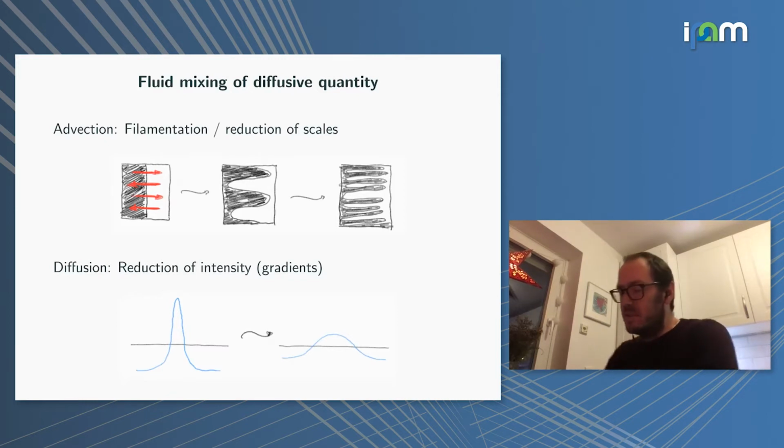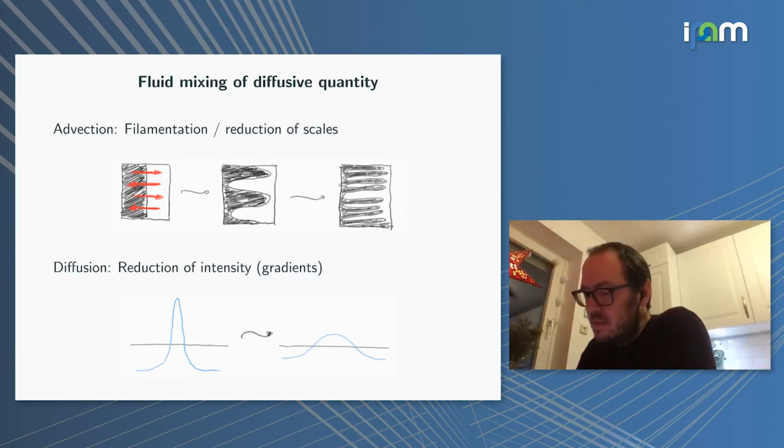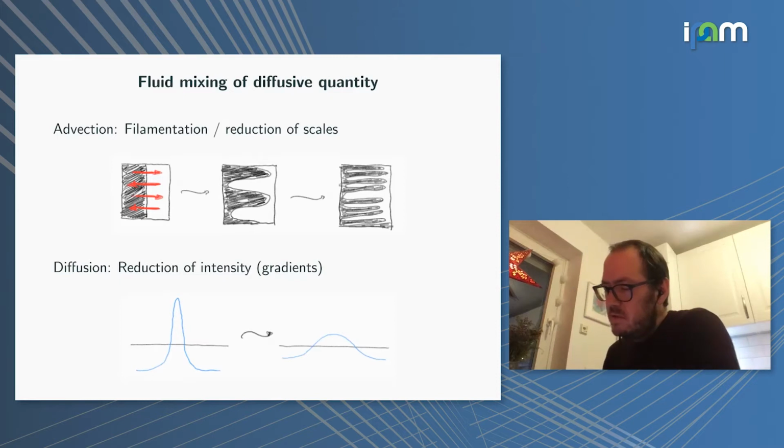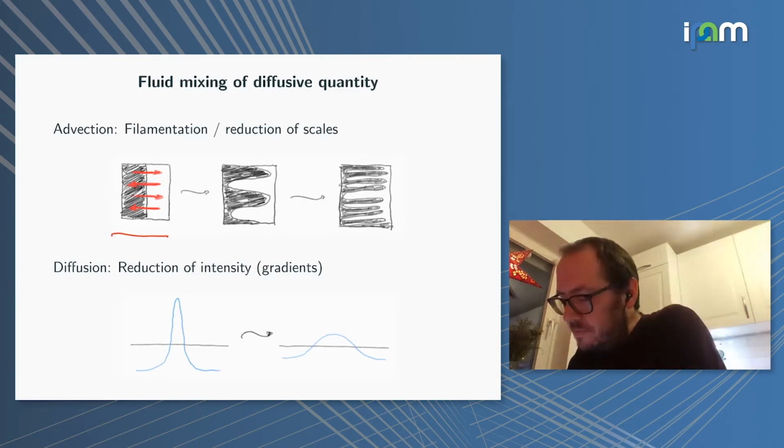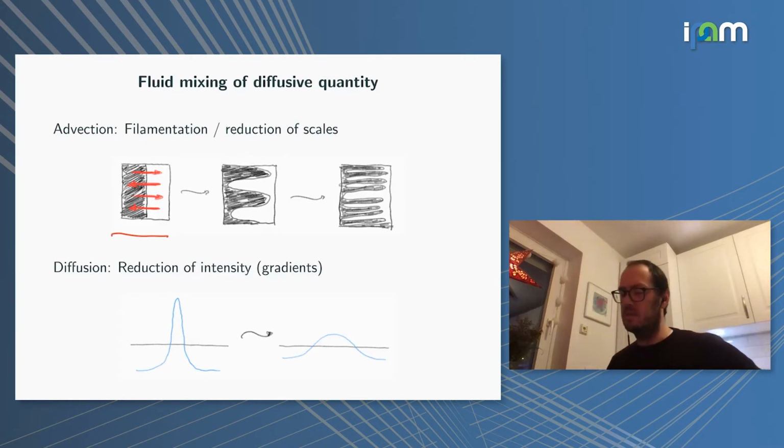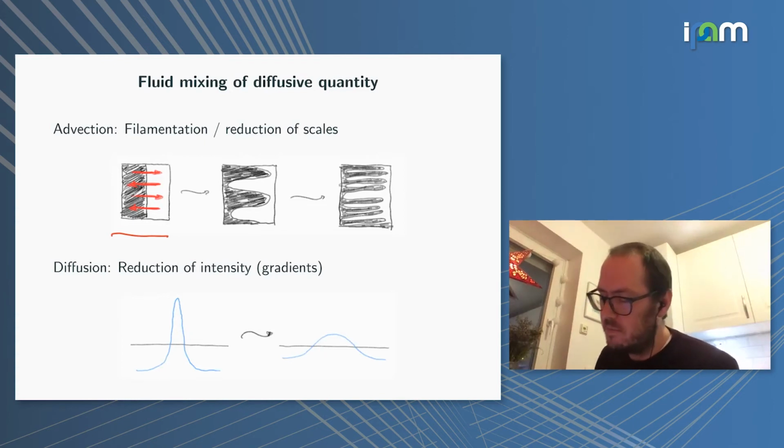Okay, so I'm considering a quantity, a diffusive quantity that is being mixed by a flow. And in this situation, there are principally two ways to mix. The one is by advection. Advection means, I draw a little picture here. Suppose we have some paint, black and white color, and we want to mix it, and then we apply some fluid flow, which I indicated here with the red arrows.